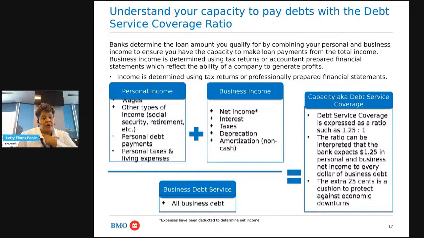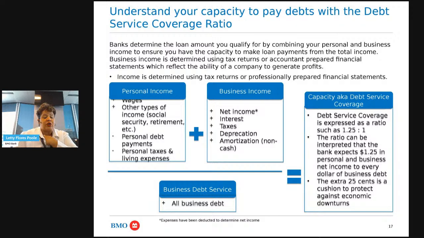So we take your personal income plus your business income, and then we're going to divide it by business debt service. So that means any business debt that you have today and or business debt that you want to have in the future. And that's going to equal what we call your debt service coverage.